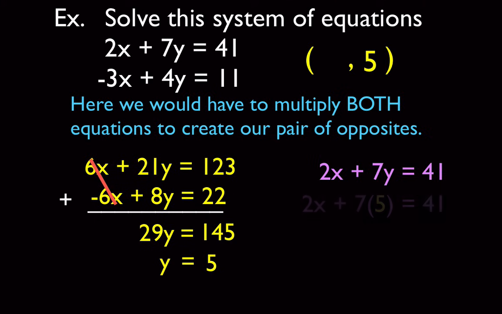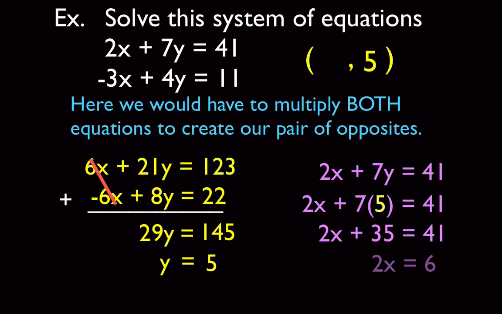Again, no negatives. 7 times 5 is 35. 2 times x is 6. So x equals 3. So even though it starts off as a really messy problem, the answer comes out to be something like 3, 5. Very, very straightforward, but there are a lot of steps to do.